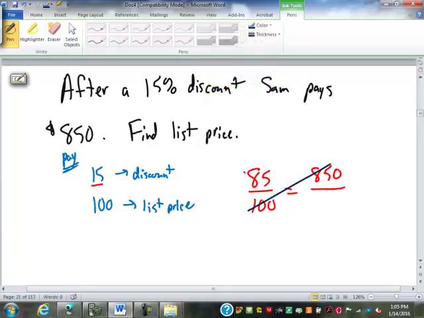Now, of course, the calculation is pretty simple. Cross multiply and divide, and Drew was correct. It's $1,000.